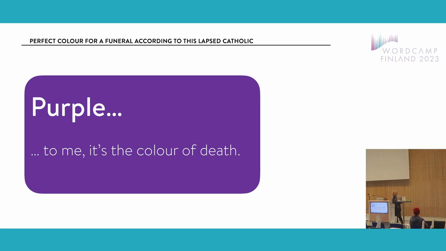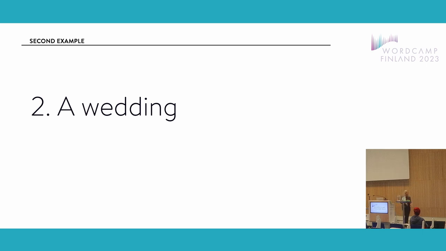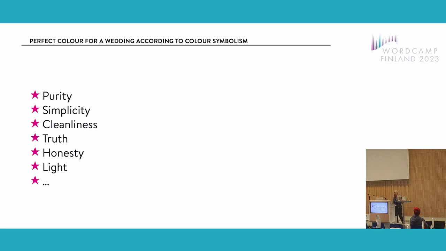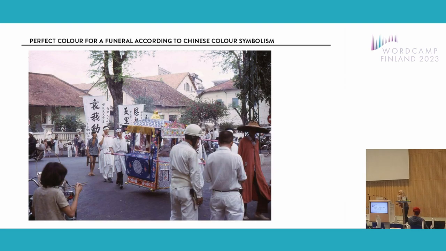I think a safe option would be a wedding. Now, if you think about a wedding, what's the color associated with a wedding? This one's very, very easy. It's white, isn't it? We're in the Western world, so white is the color of weddings. And why is it white? Because it's purity, simplicity, cleanliness, truth, honesty. It's light, obviously, and so on. So all of these qualities, so white suits a wedding. Unless you're Chinese, though, because white is the color of funerals in China. It has the same effect on Chinese culture as purple has for me as a Catholic. So maybe not, or maybe yes, but unless you're in China.